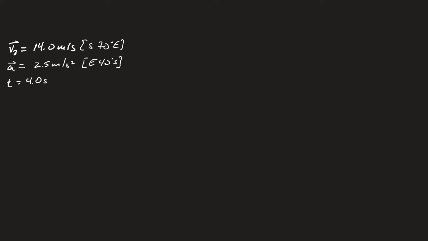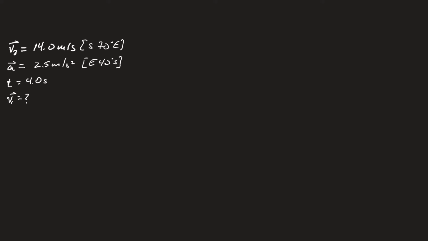We know that V2 is 14.0 meters per second, and we know the direction is south 70 degrees east. We also know the acceleration, 2.5 meters per second squared. The direction here is east, 40 degrees south. And we know the change in time, which is 4.0 seconds. The thing we're looking for here is V1, which is going to be a vector.